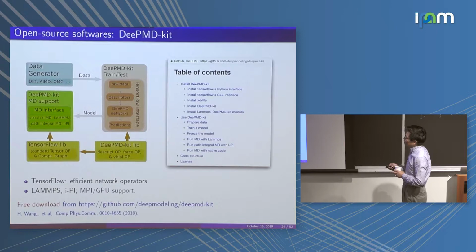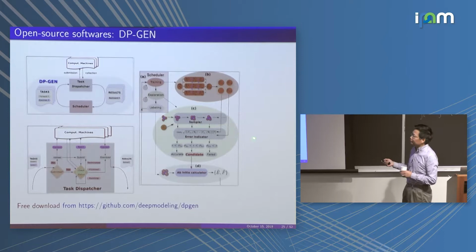But now we have a version which generates the data. This is the concurrent learning. So you just have to tell the software what system you're interested in, and it's going to do it for you, hopefully, depending on how hard it is.